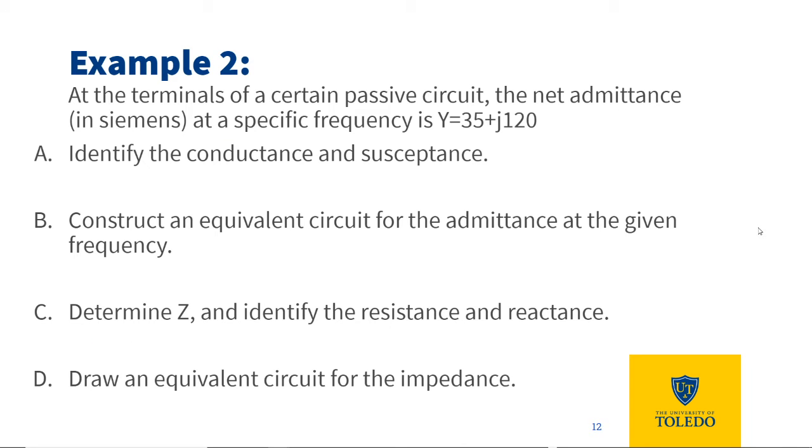Example 2. At the terminals of a certain passive circuit, the net admittance in siemens at a specific frequency is Y equals 35 plus j120. A. Identify the conductance and susceptance. B. Construct an equivalent circuit for the admittance at the given frequency. C. Determine Z and identify the resistance and reactance. D. Draw an equivalent circuit for the impedance.